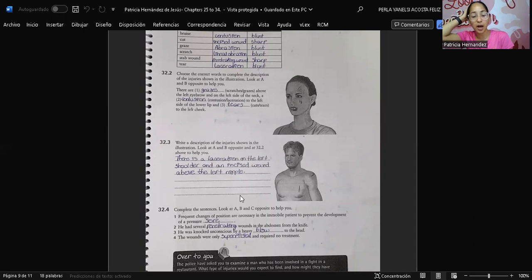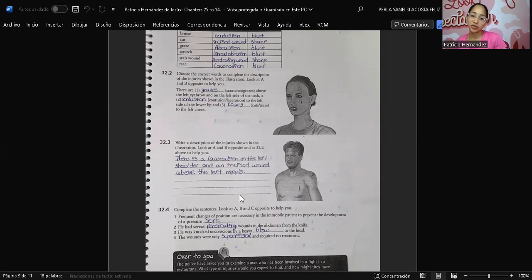32.2. Choose the correct words to complete the description of the injuries shown in the illustration. Look at A and B opposite to help you. There are grazes above the left eyebrow and on the left side of the neck. A contusion to the left side of the lower lip and tears to the left cheek.